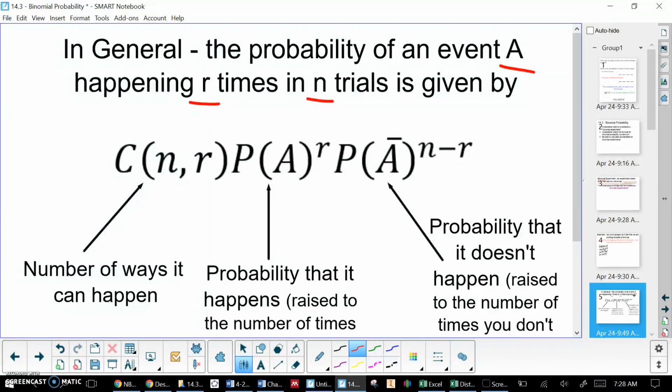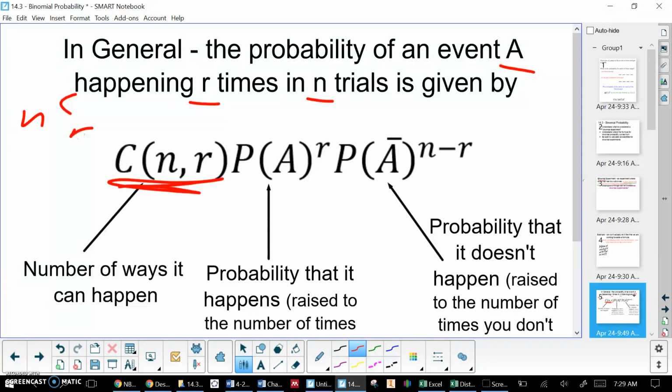So if I was asking you what's the probability of getting a heads 3 times in 4 attempts, we'd use this formula. N would be 4, R would be 3. So what this starts out with is nCr, or as your book puts it, C of n comma r. Again, the other way to write that would be nCr.